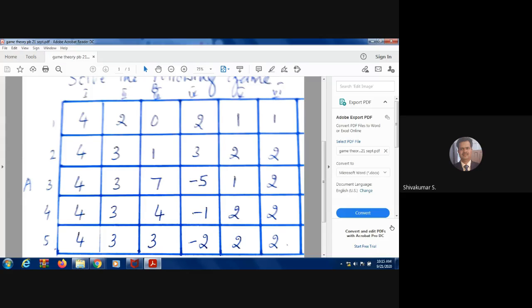See, first row value 4 equals 4, 2 less than 3, 0 less than 1, 2 less than 3, 1 less than 2, 1 less than 2. Row 1 is dominated by row 2. So delete row 1. Write down the line now, so that you understand in the examination time and you don't have to ask anybody. The values in row 1 are dominated by the values in row 2. Therefore, delete row 1.